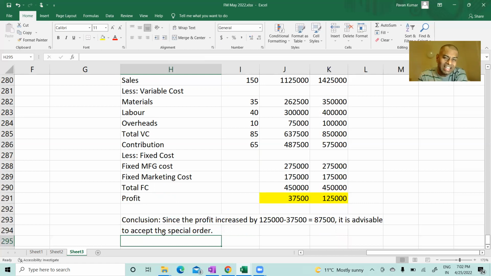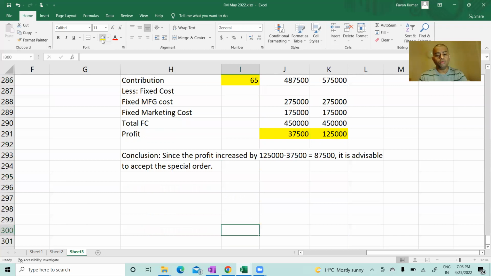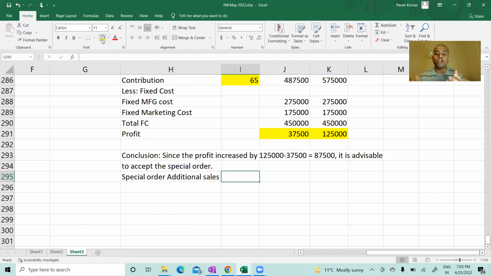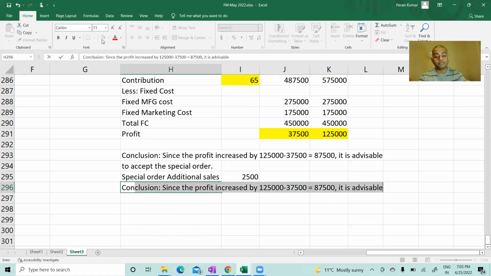But I'll tell you rather easier way of solving the problem. We will solve it in the exam like this only. But I am trying to explain you the logic, how it can easily be calculated. Simple. You know that when you sell one unit, you are getting a contribution of 65, correct? Now special order additional sales. How much? 2,500.